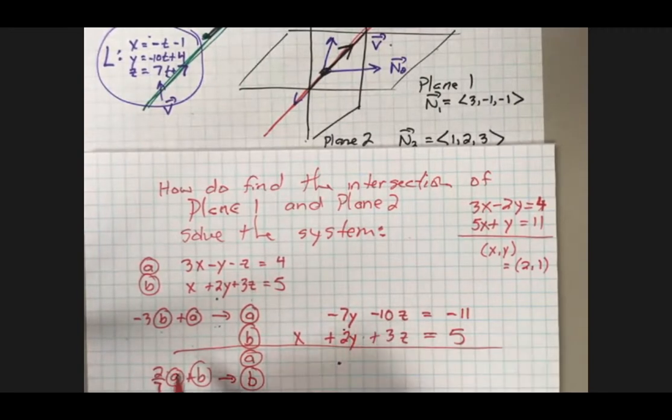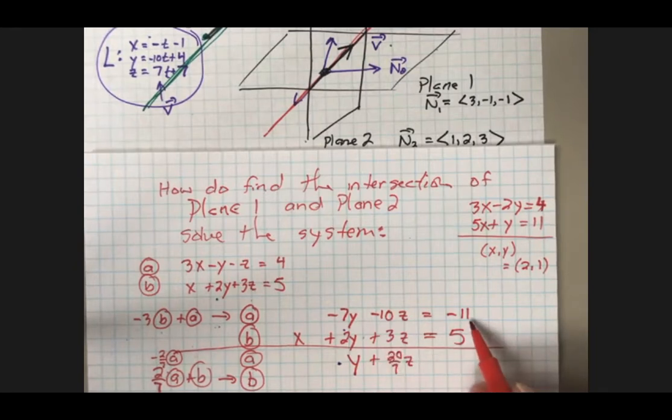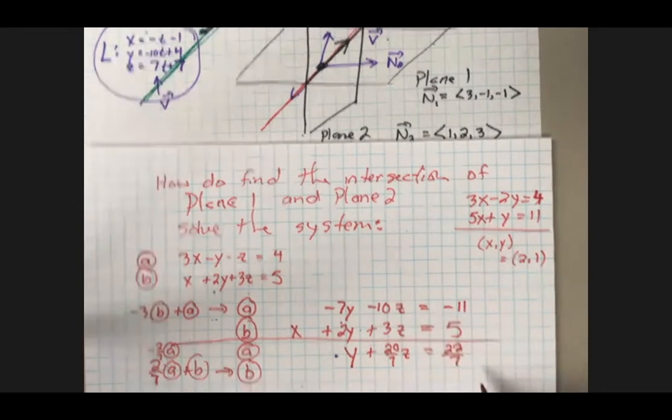While we're at it, why don't we multiply equation A by minus 2 sevenths? That'll simplify equation A, won't it? If I multiply by minus 2 sevenths, what I create is a y, minus 2 sevenths plus 20 sevenths z minus 2 sevenths equals 22 over 7.